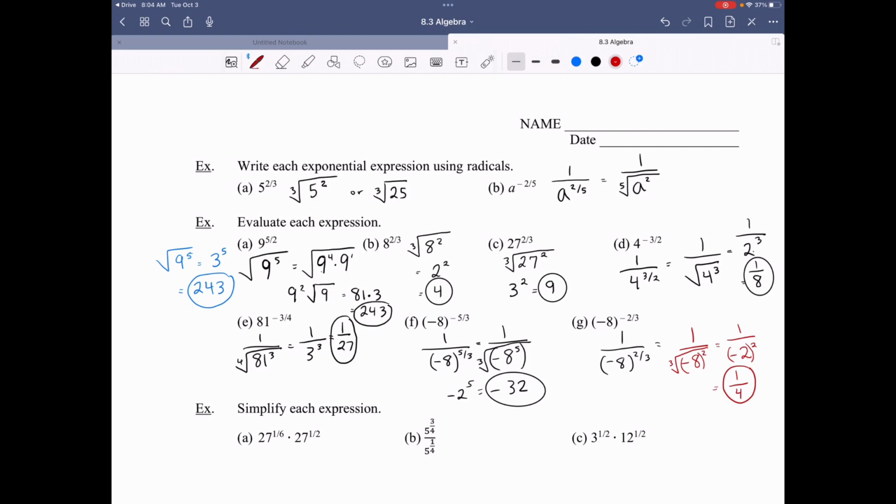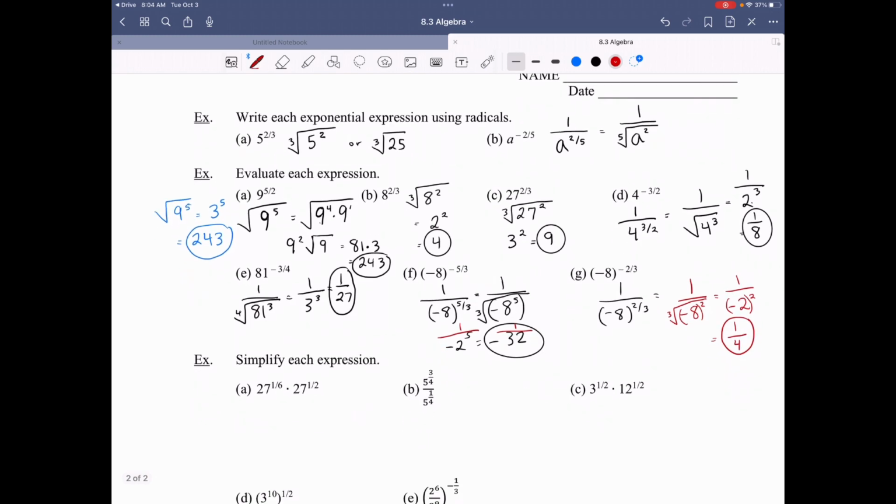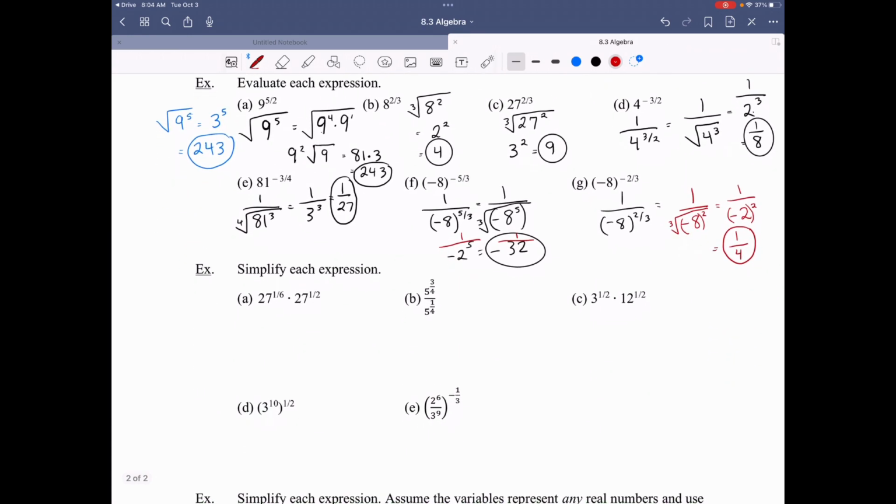In your groups, did you get 1/4? Let's go back to F, because I forgot that we need to have a 1 in the numerator here. So that should actually be negative 1 over 32. Okay.